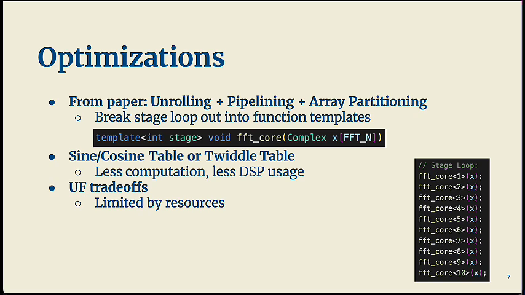And then lastly, the other major optimization was finding an unrolling factor that doesn't exceed memory usage. And this was tested using csynth.